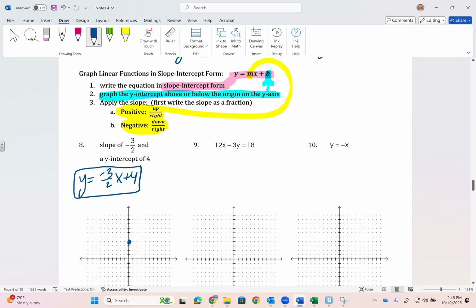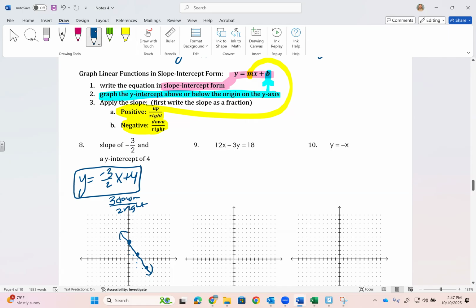And your slope says do -3/2. Negative slopes imply that you go the numerator down and the denominator to the right. So that means 3 down and 2 right. So we're going to go from here, down 1, 2, 3, and right 2. And again, down 1, 2, 3, right 2. And that's going to be our graph. You need to put arrows on it because we don't want to graph the whole thing.